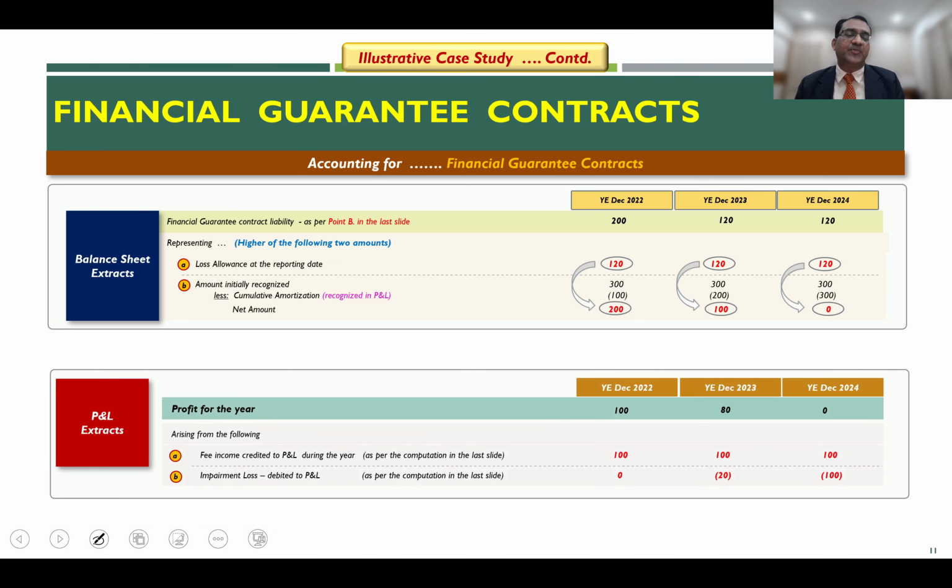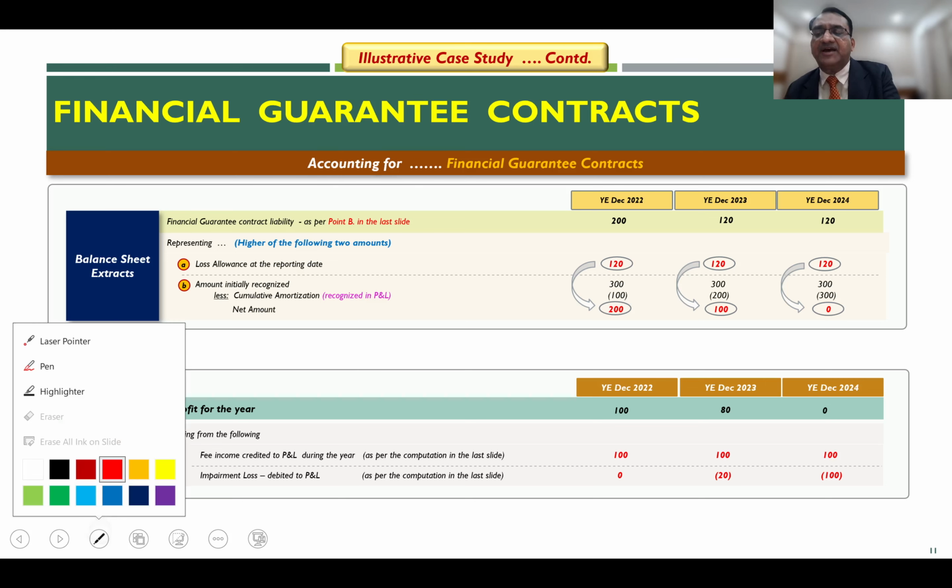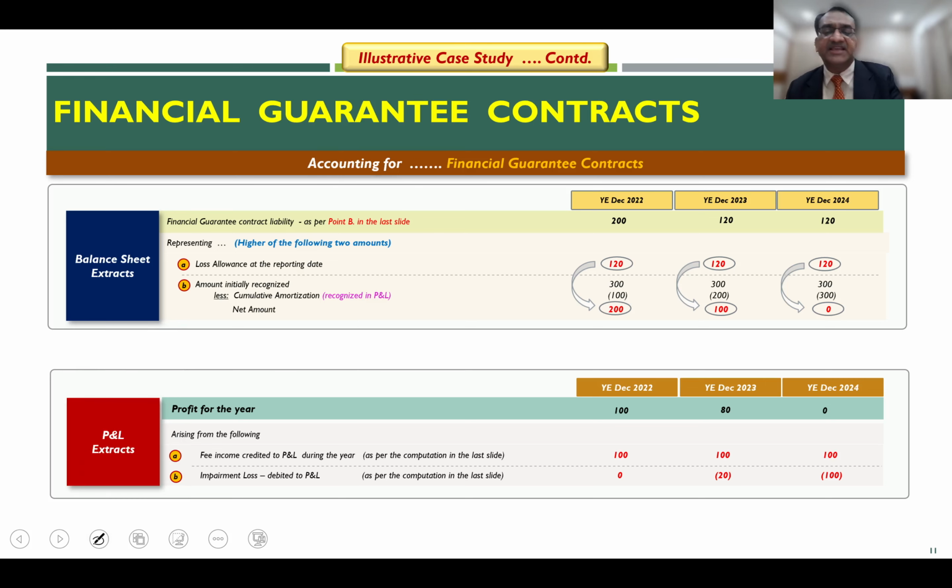And when it comes to P&L, the extracts will be like this. In the first year, you recorded an income of 100, no impairment. So therefore, your net income in year number 1 is 100. In year number 2, you will record the income of 100, first entry, but then you will record impairment loss of 20, and therefore your net income in the P&L would be 80 in respect of this particular financial guarantee contract which you have issued.